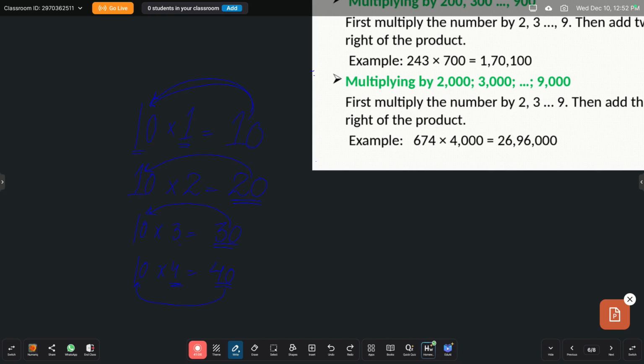So 10, 20, 30, 40, these are all the multiples of 10.